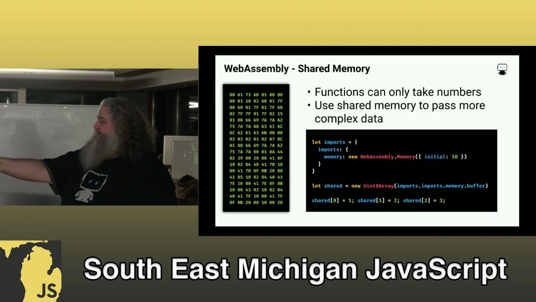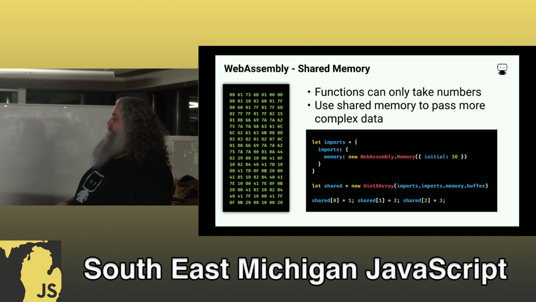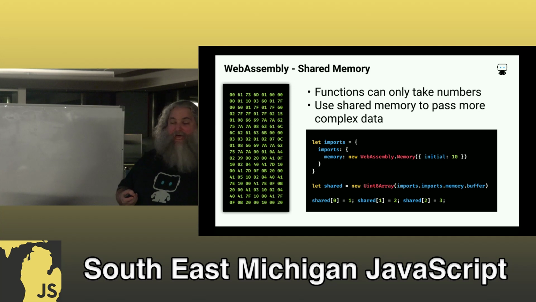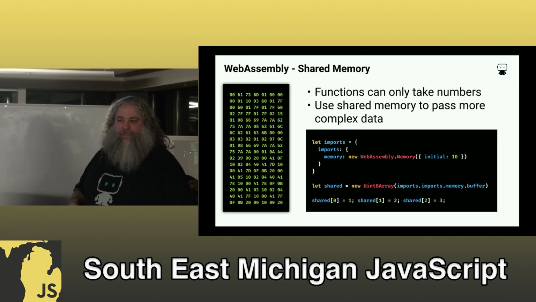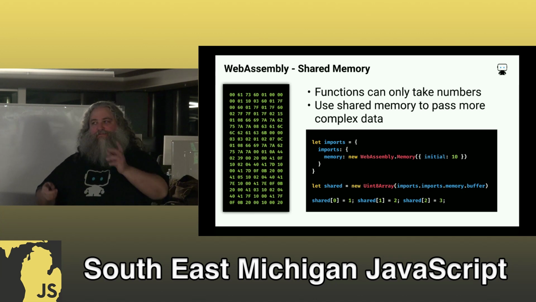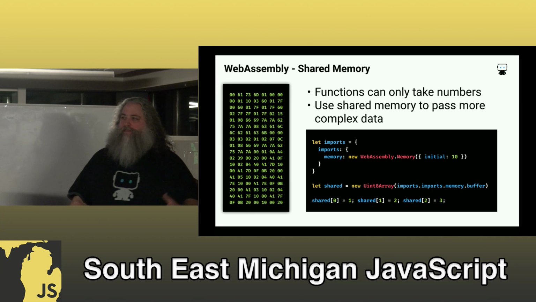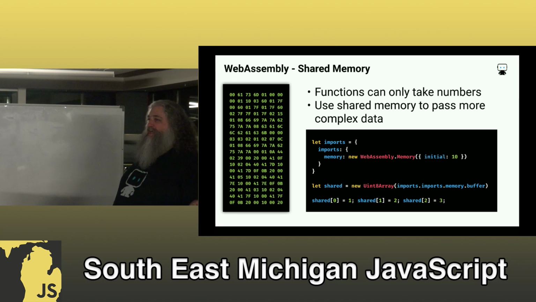Once you've done that, you can see down there, let shared equals new Uint8Array. That gets a byte array back of that shared memory, and then you can start accessing things in it. If you want to, you can slice through it and run it through a text decoder and get the UTF-8 out of it.